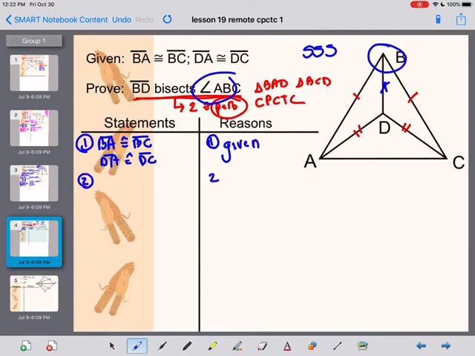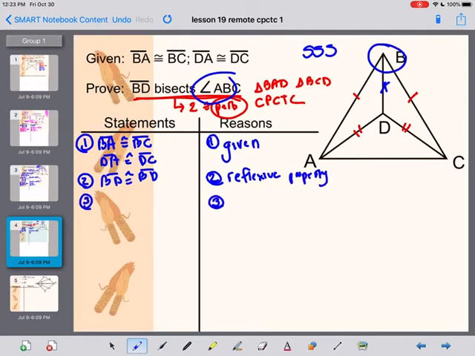Step 2. Now remember, I can't mention parts or anything until I prove the triangle is congruent, and I already have two sides, so I'm just going to mention that third side. BD congruent to BD. Reason, reflexive property. Notice we use reflexive property a lot. It comes up a lot in triangle proofs.